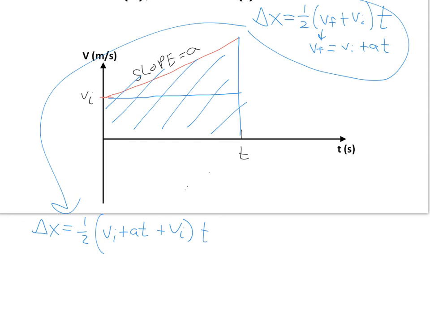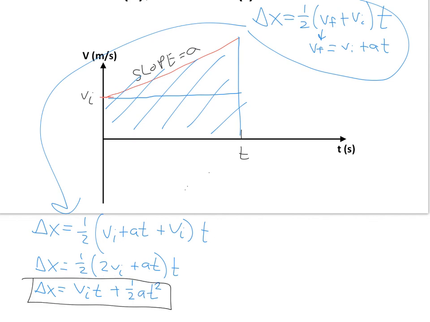So I can simplify this a little bit, and so I'm going to have delta x equals 1/2. I'm going to combine the two vi terms, so (2vi plus at) all times t. And then I'm going to distribute both the 1/2 and the t to each term. And so I get delta x equals 1/2 times 2vi times t just gives me vit. 1/2 times at times t gives me 1/2 at squared. And that there is my third kinematics equation.